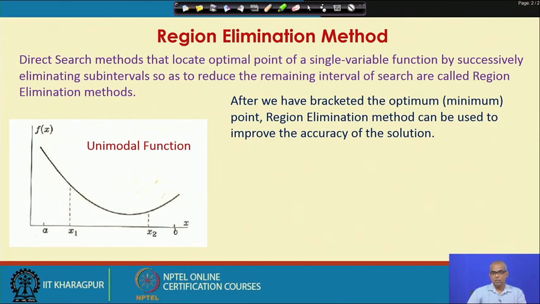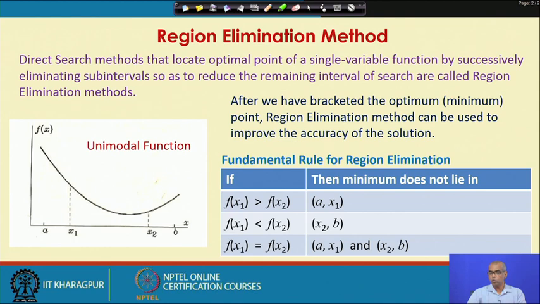So, remember, the optimal point will always be bracketed within an interval. Using the direct search methods that we are talking about, we will not be able to find the optimal point exactly, but what we will do is, we will bracket the optimum within an interval and with a number of iterations, this interval can be reduced to a very small interval, thereby improving the accuracy of the solution found. When the optimal point is bracketed within a very small interval, the best estimate of the optimal solution is the midpoint of this interval.